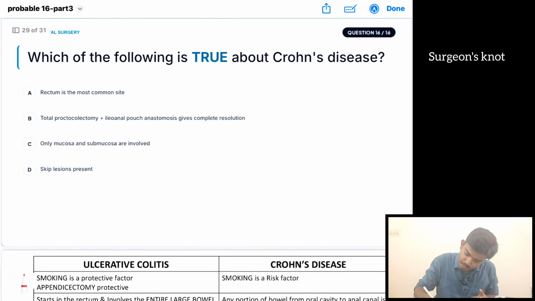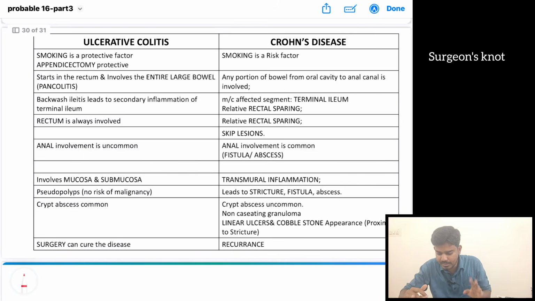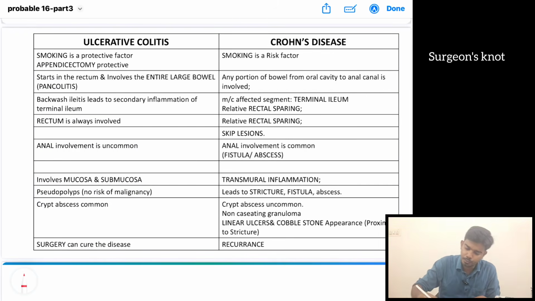Which of the following is true about Crohn's disease? Okay, we have Crohn's disease and ulcerative colitis. Both are inflammatory bowel disease. This is also an important tabular column. We have to remember this. There can be questions from this. So remember ulcerative colitis on the left, and Crohn's disease on the right.